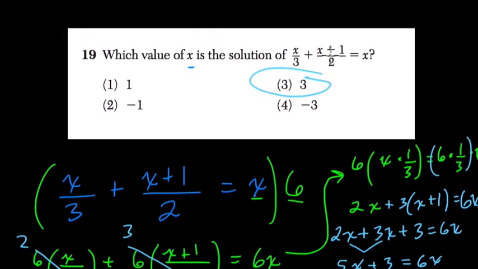Go back to the original equation. 3 over 3 is 1, plus 4 over 2, right, is 2. Does that equal 3? Yes. So that works. x equals 3.